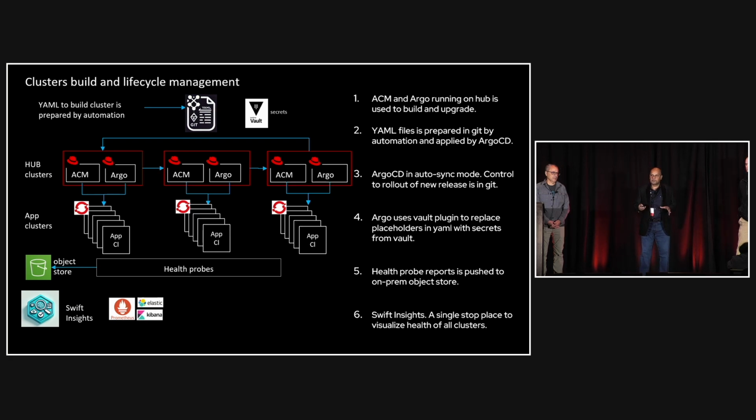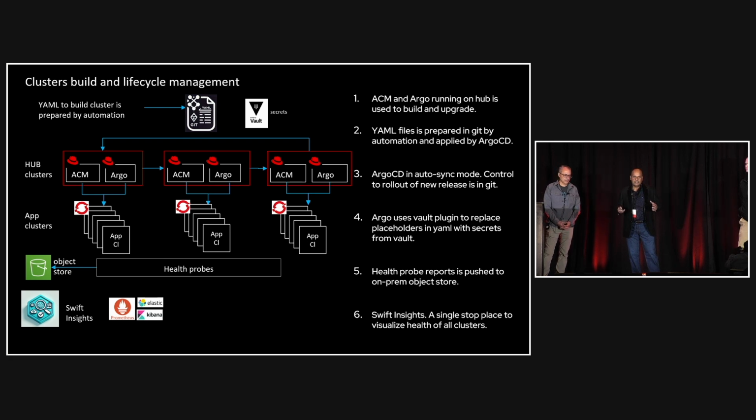We have health probes running in the environment, checking the health of all the clusters, and it reports the health back to the object store, which is centralized. And Swift Insights is a custom tool that we built, which can add some business context to it and check the health of all the clusters and make sure that it reports any anomaly that it finds.